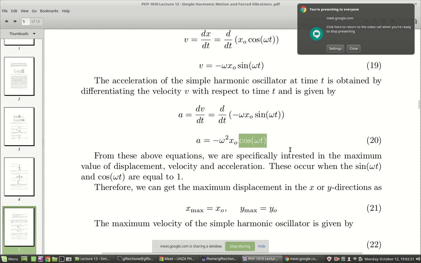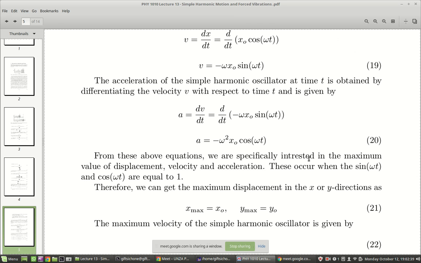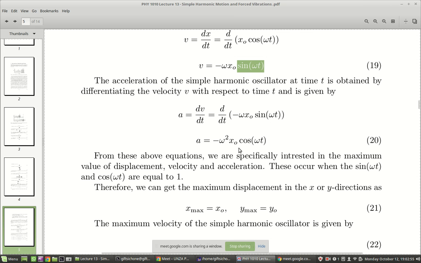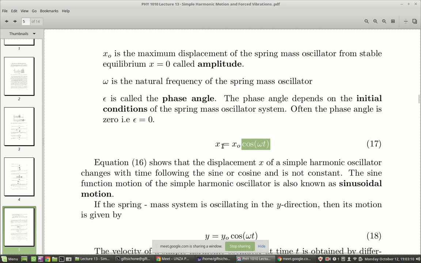That is when you get maximum displacement, when sin omega t is equal to 1. When this bit is equal to 1, then your x becomes x naught. Basically, you get maximum displacement. Then here, when cos omega t is equal to 1, then you get maximum velocity. Maximum velocity becomes equal to minus omega x naught. When sin omega t becomes equal to 1 here, then you get maximum acceleration. Maximum acceleration becomes equal to minus omega squared x naught.